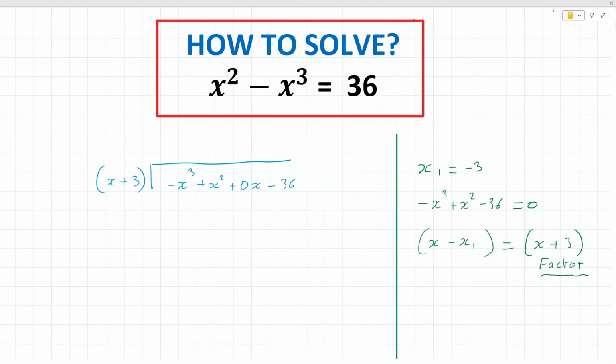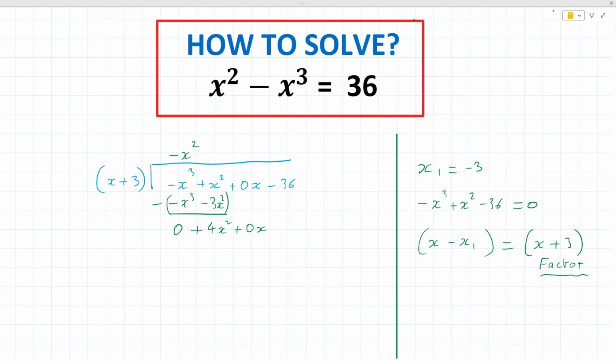The technique for this is to think about how many times x fits into negative x cubed. It fits negative x squared times. You multiply this by the bracket: negative x squared times x is negative x cubed, and negative x squared times 3 is negative 3x squared. If we do the first line minus the second line, negative x cubed minus negative x cubed goes away, and x squared plus 3x squared becomes 4x squared. Then we can drop the 0x down, just like we would in a normal long division.